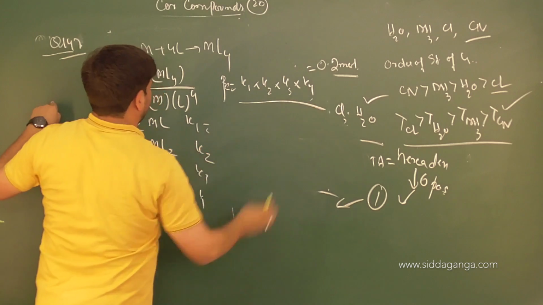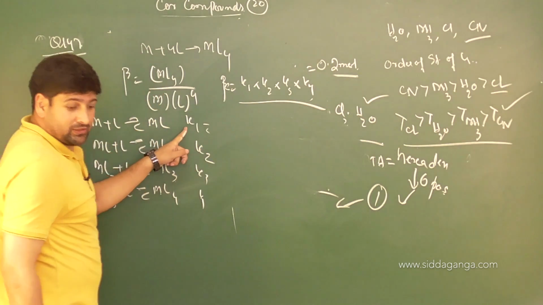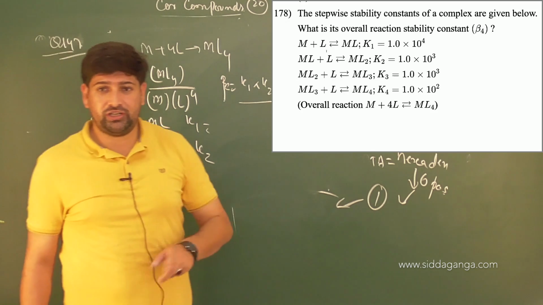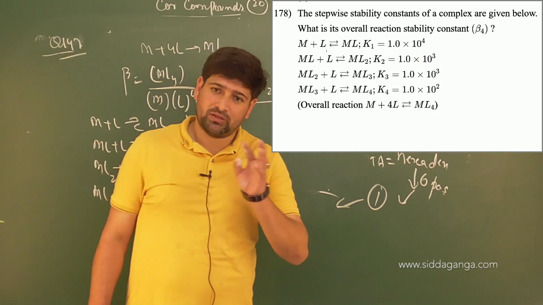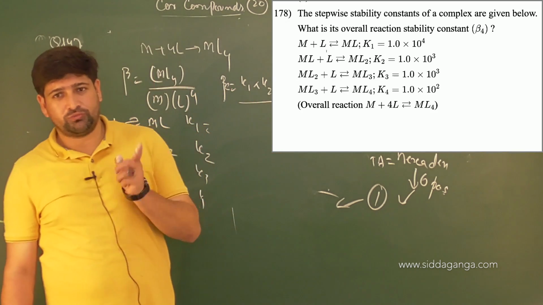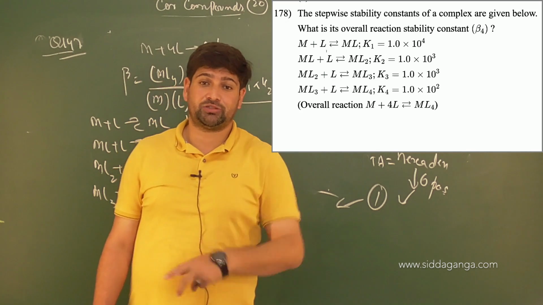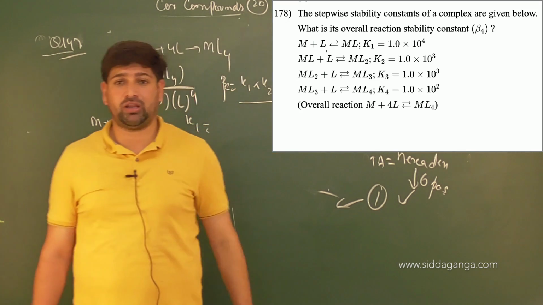Already discussed the terms very well. What is the K1 value given? 10 to the power 4. K2 3. K3 10 to the power 3. K4 2. So 4, 3, 3, 2. 4 plus 3 is 7, plus 3 is 10, plus 2 is 12. The correct option will be option 1, 10 to the power 12 respectively.